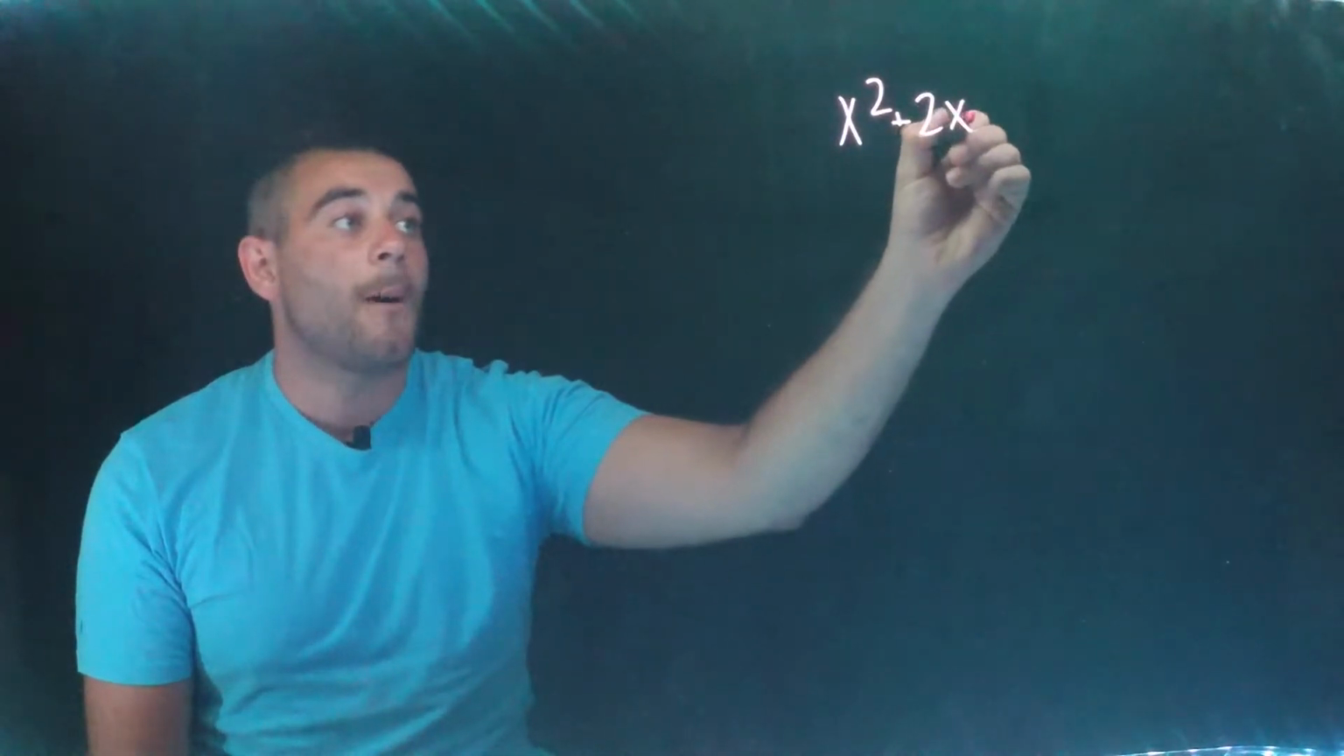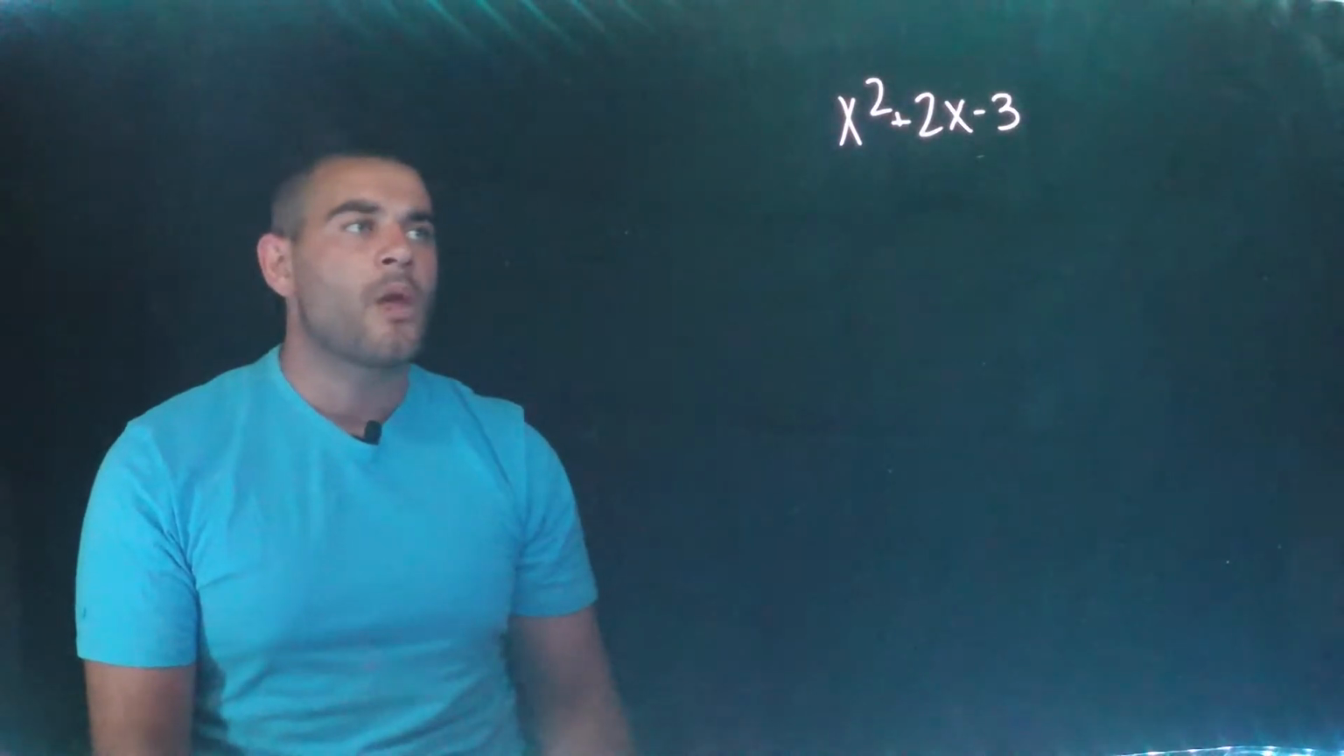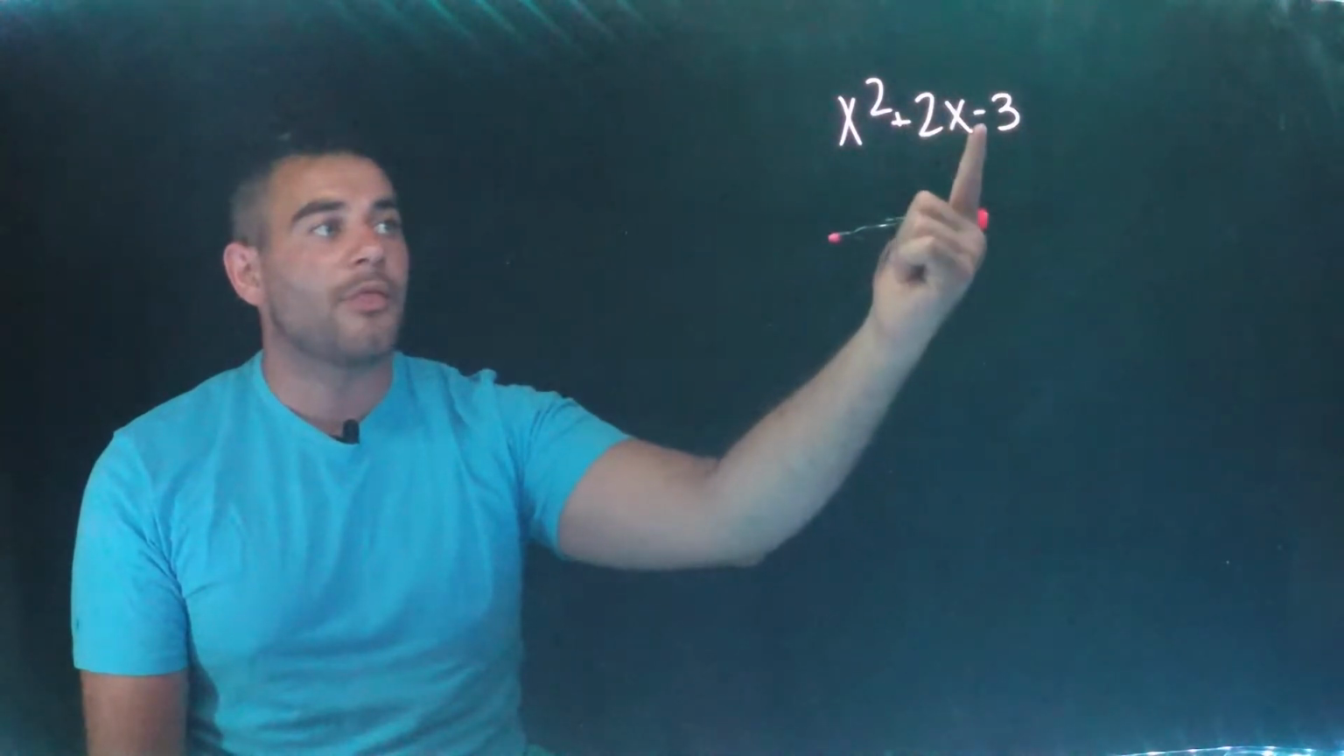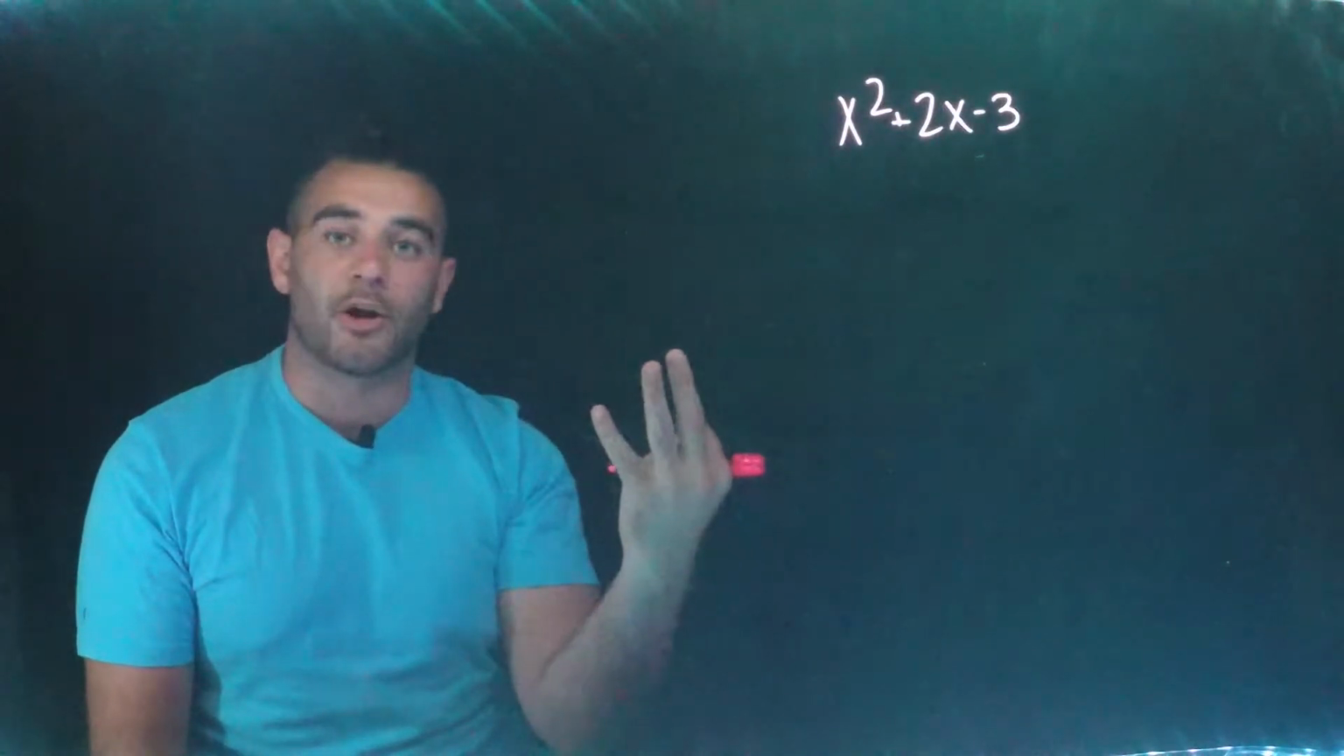My name's Mr. Pinto, aka just your friendly neighborhood math teacher, and today we're going to be learning how to factor trinomials. So let's take a look at an example. Let's have x squared plus 2x minus 3. This is a trinomial, right? It's got three terms, 1, 2, 3, and that's why we call it a trinomial.